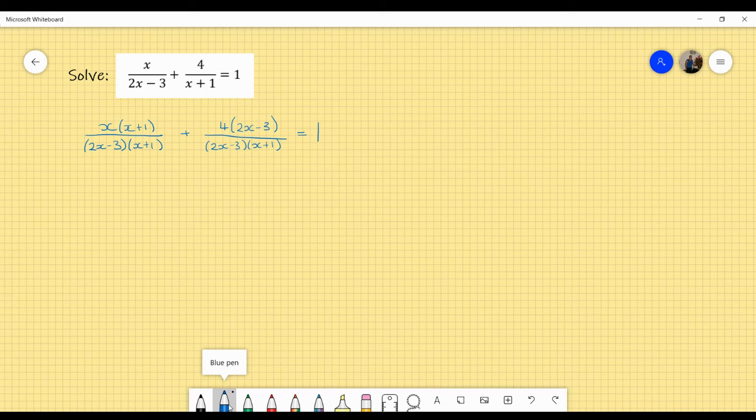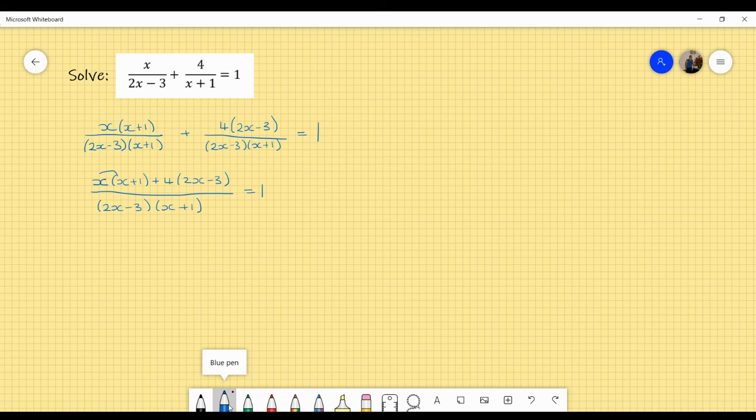Then I can write my fractions. I have the numerator all in one line. So I have x bracket x plus 1 added to 4 bracket 2x minus 3, all over 2x minus 3 times x plus 1, equals 1. And then I can expand my brackets and simplify everything as much as possible.